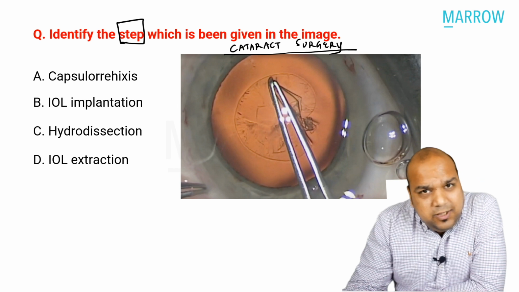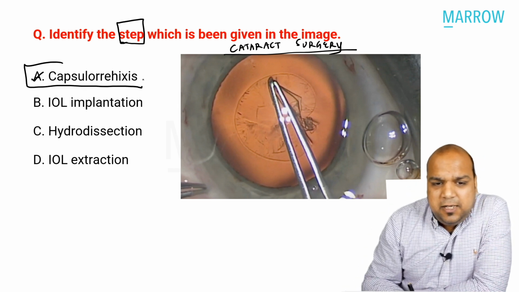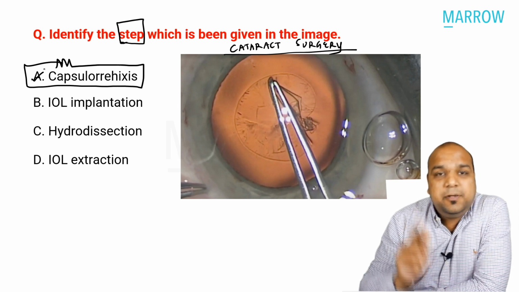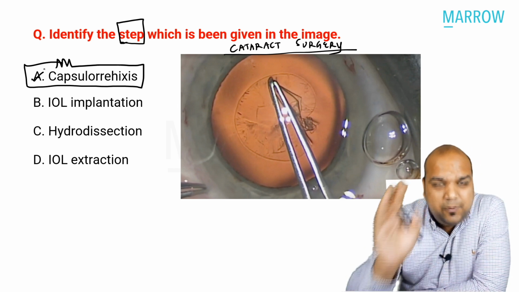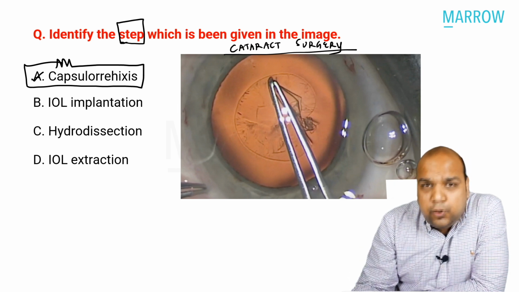So, do we know the answer? I hope we know the answer is capsulorhexis. But if we have any confusion, everybody, let's see the photographs of other steps sequentially. It is important to have a sequential view in mind. First of all, what do we do, everybody?